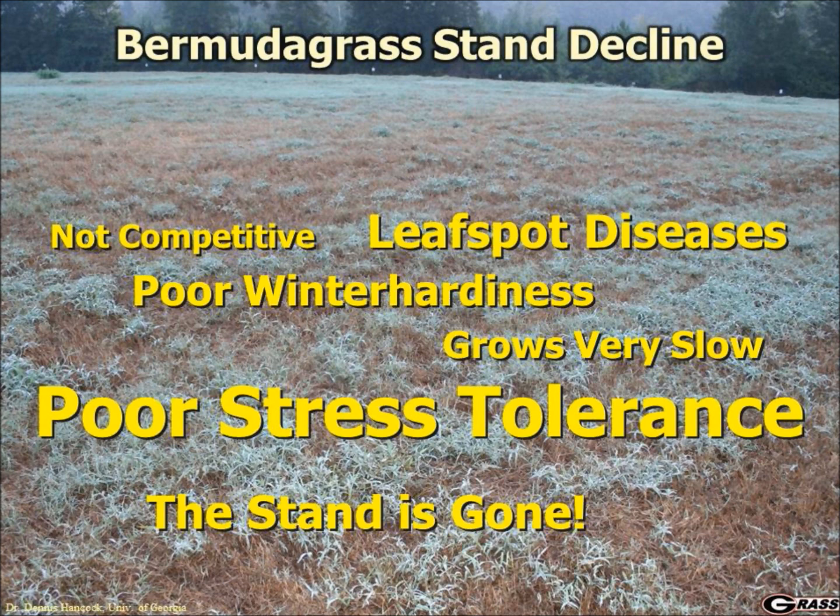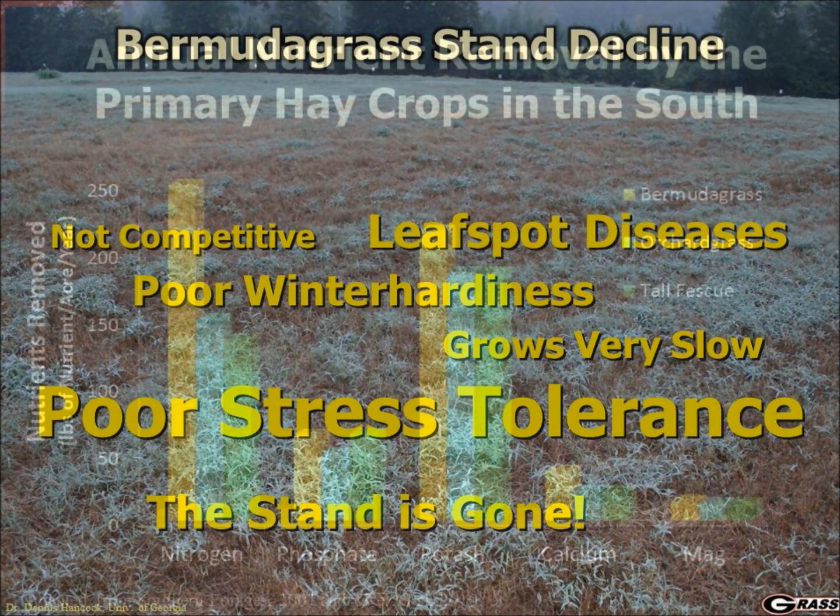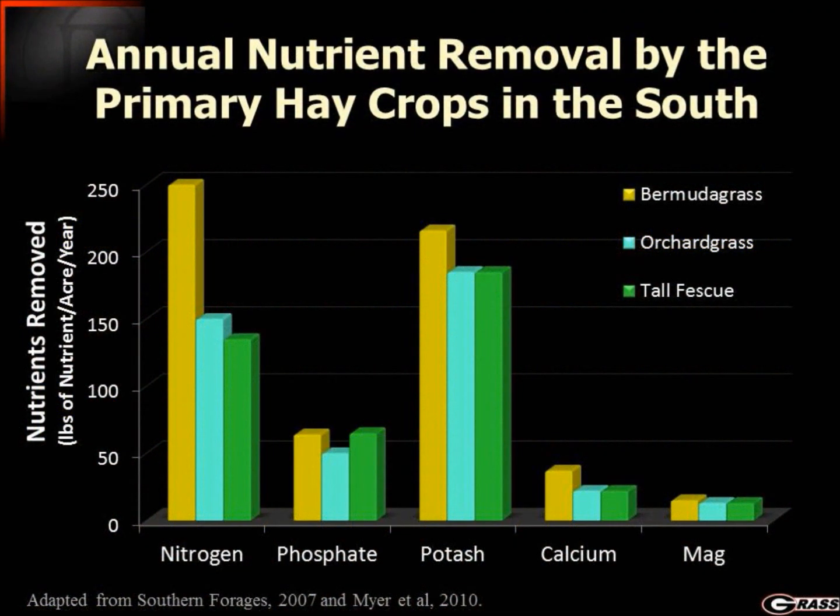So what's at play here? One of the things we have to remember is how much we're removing in these hay fields. We're removing a lot of nutrients in these hay fields. This is bermudagrass, and assuming about a 6-ton yield per acre, we're removing over 250 units of nitrogen. Well, that's okay, normally we're replacing most of that. But look how much potash we're removing. It's almost a 1-to-1 of the nitrogen to the potash, how much we're removing.